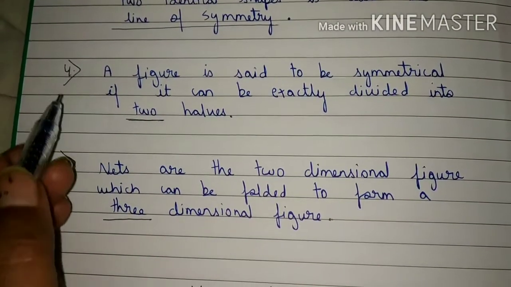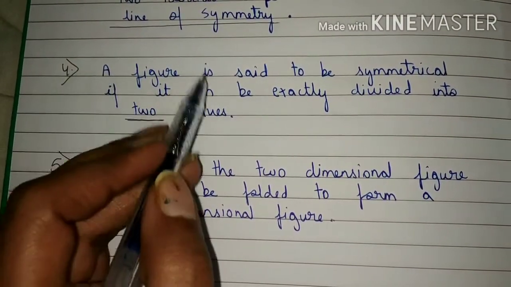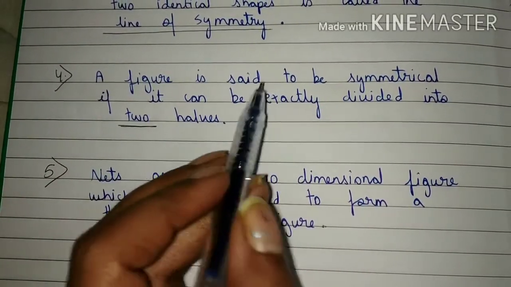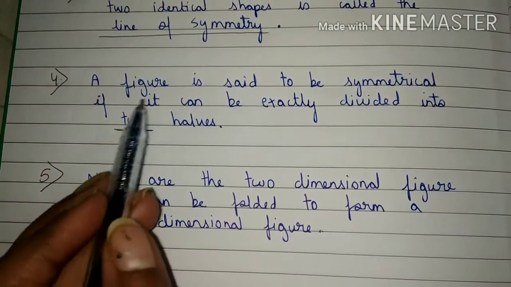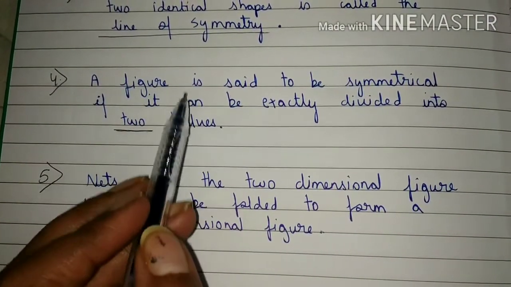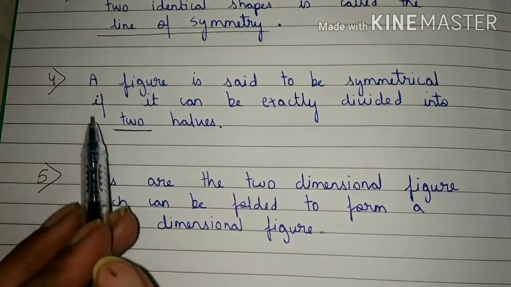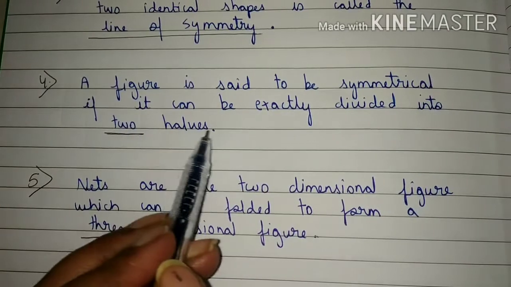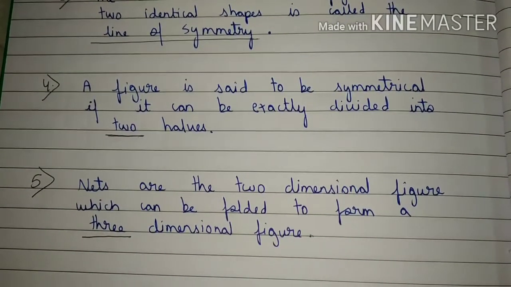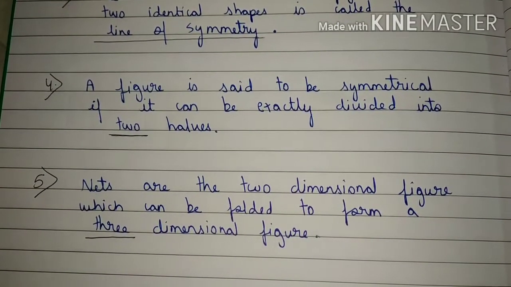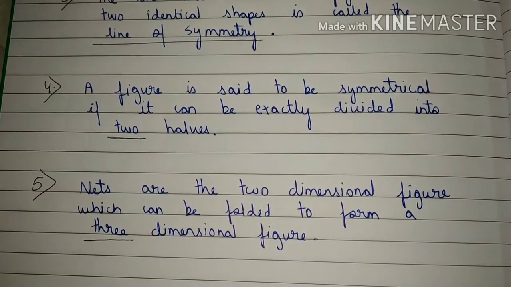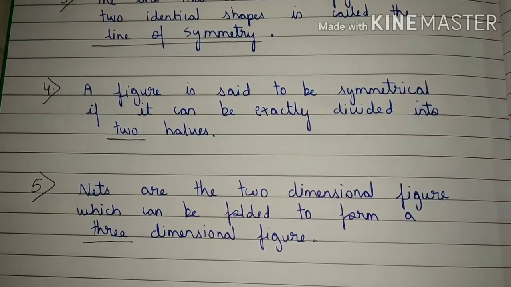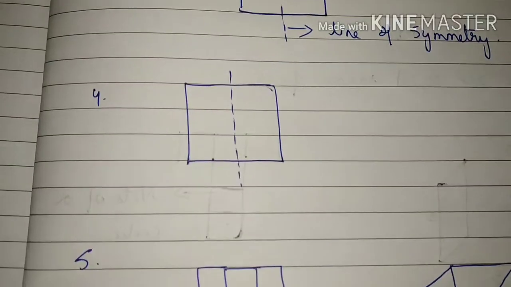Students, now come to question number 4. A figure is said to be symmetrical if it can be exactly divided into dash halves. A figure is said to be symmetrical if it can be exactly divided into two halves. Now students, I have told you that a figure is said to be symmetrical figure if it can be divided into two equal parts of same shape and size.